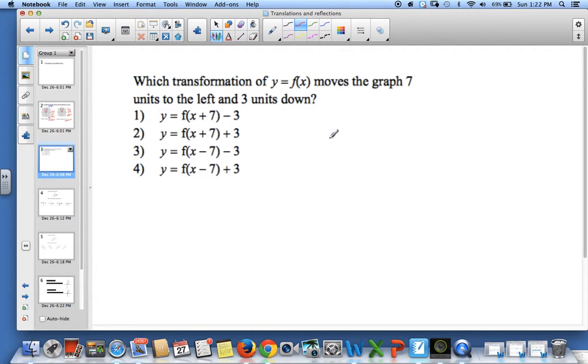It says, which transformation of y equals f of x moves the graph 7 units to the left? So that means left has to do with the x, so it's going to be here, x. And then to the left would be negative 7, but since it's the x, we go the opposite direction. That's going to be plus 7. And 3 units down, it's the same direction, so minus 3. So this would be my function here, and that would be number 1. A little bit tricky.